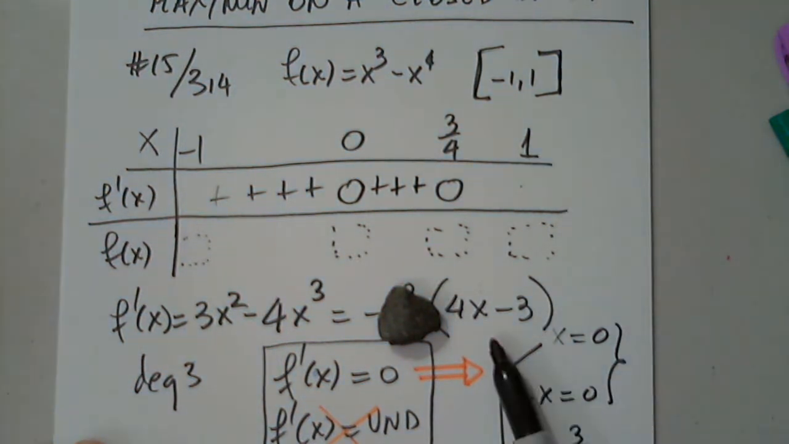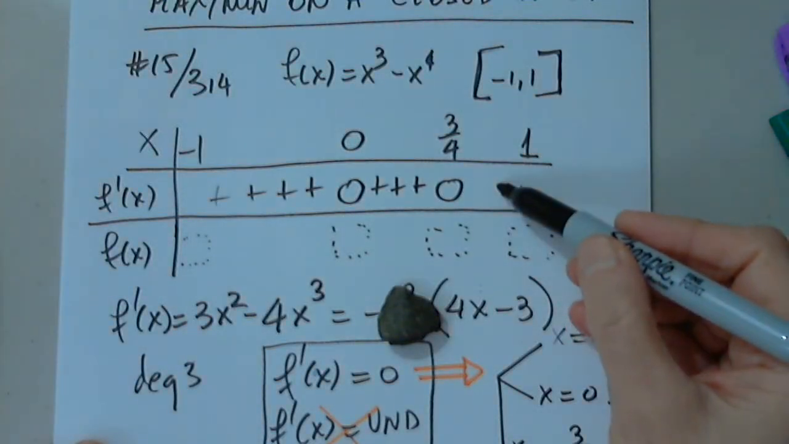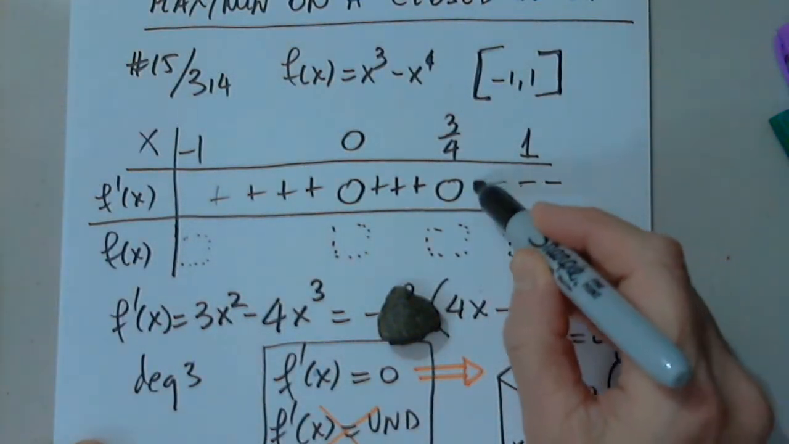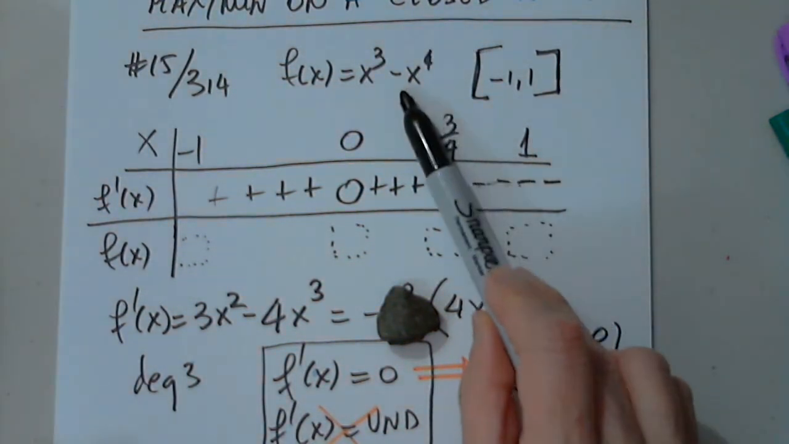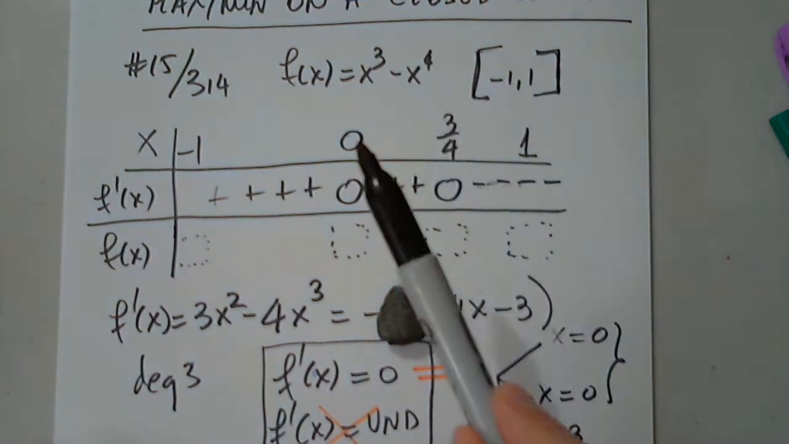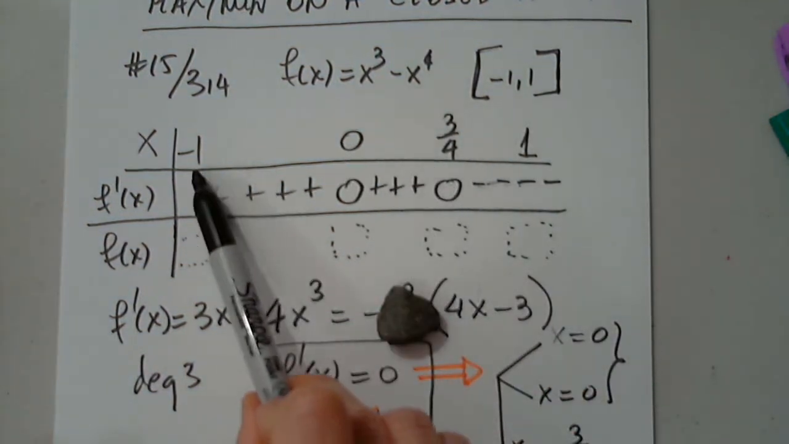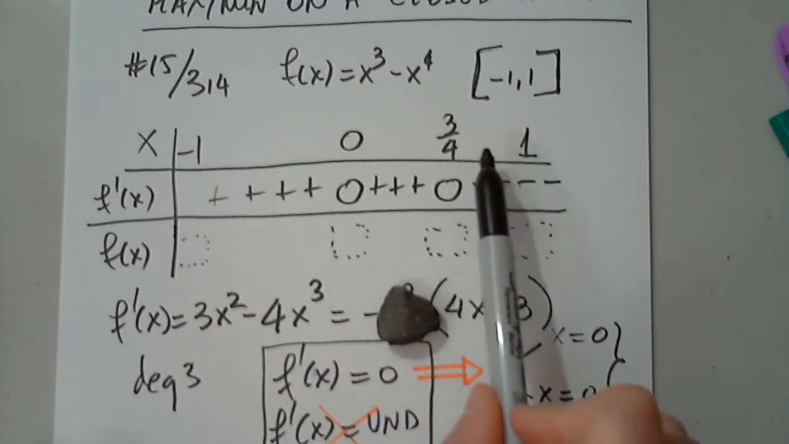And now plug in 1 and tell me the sign. Just the sign. Negative. Yes. Perfect. Now I will put this function in the graphing calculator, and I will plug in 4 numbers as x values: -1, 0, 3/4, and 1.